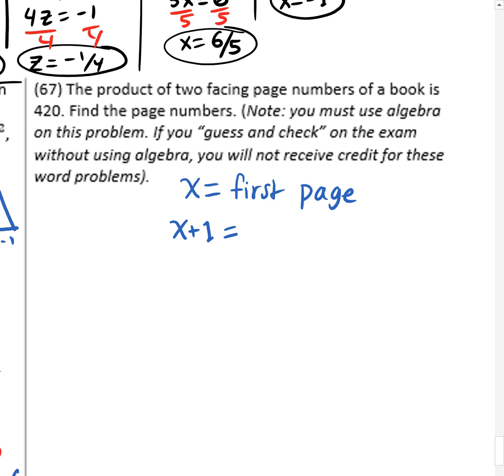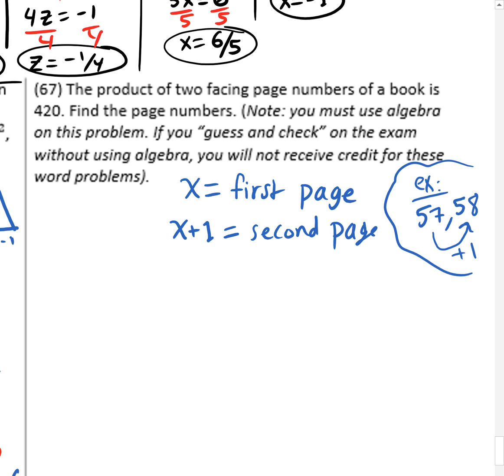That would mean x plus 1 would be the second page, since it's just one more. If you look at one page, you look at the next page, it's one further. For example, if you had page 57 and 58, those are one apart. You take the first number, you add 1 to get the second number. So now we know an algebraic expression for the page numbers: x for one and x plus 1 for the other.